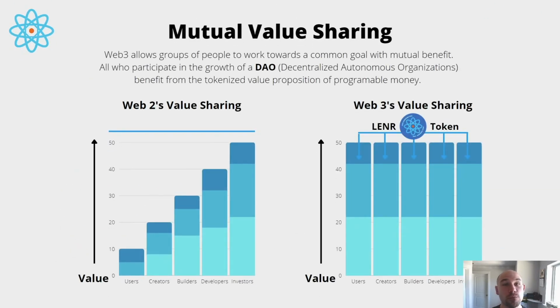So mutual value sharing or mutual value exchange. Web3 allows groups of people to work towards a common goal with mutual benefit. All who participate in the growth of the DAO, Decentralized Autonomous Organization, benefit from the tokenized value proposition of the programmable money. So as a way to look back, in Web 2's value sharing model or design, the users really get the smallest amount of value. They do get value for using the product, and it can be fun, or they're able to create, and they'll get monetary incentives sometimes. But it is nowhere near what the original investors or the developers or the builders get.